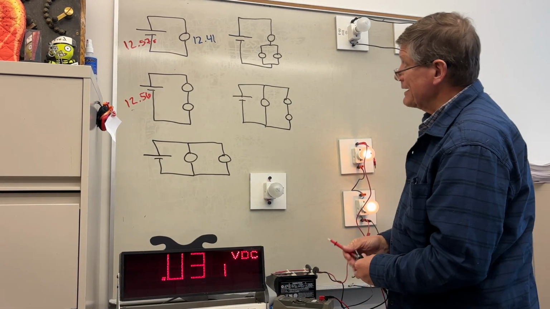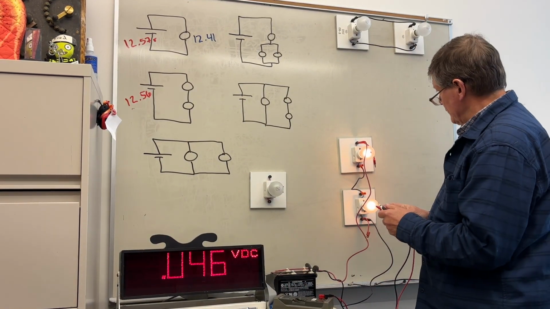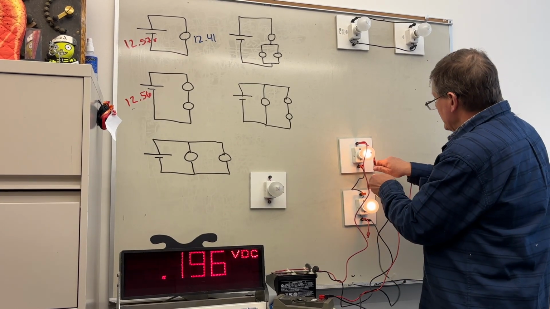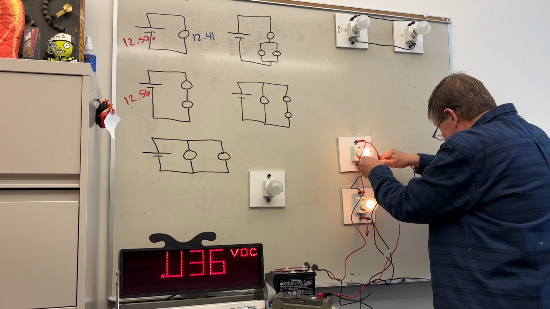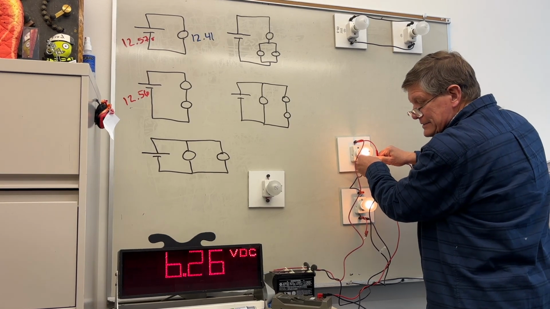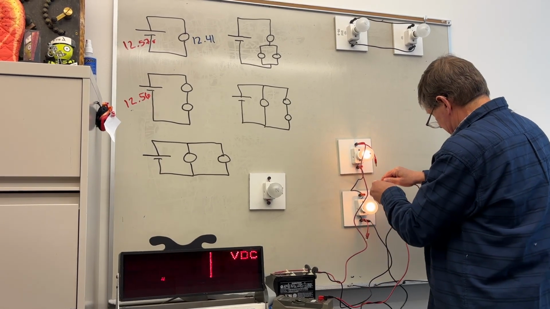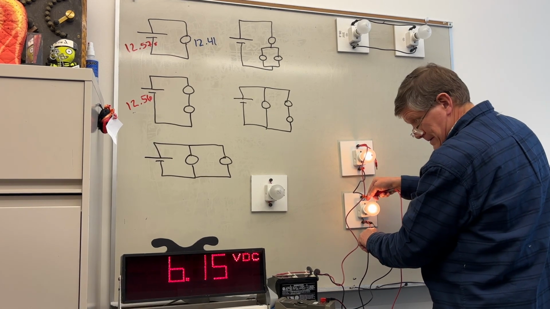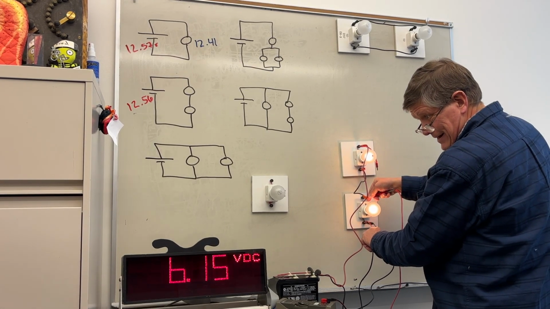Okay, about the same as what we had before. And now we'll measure across the bulbs. I've got 6.28 and 6.15.